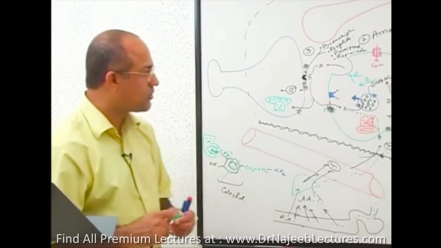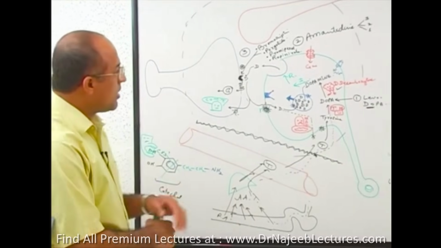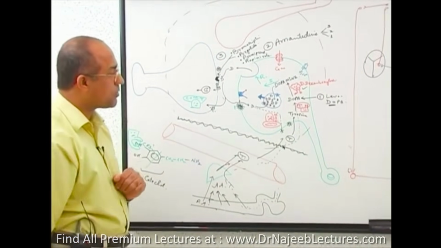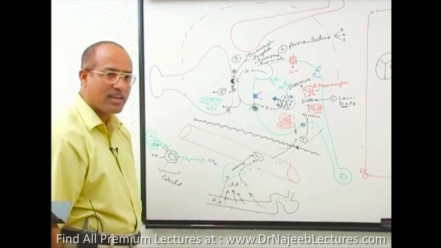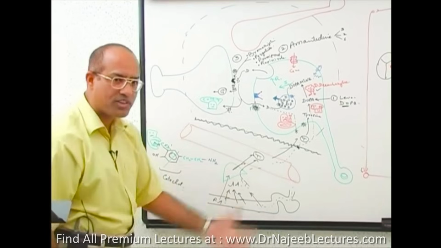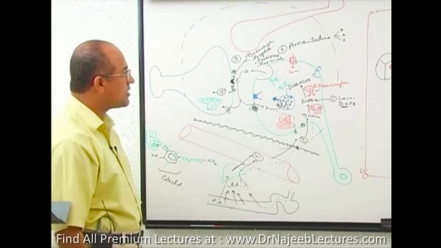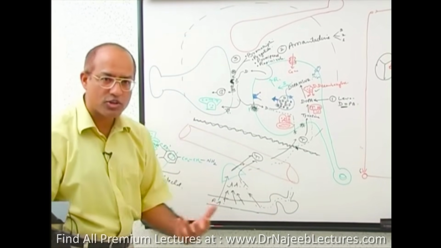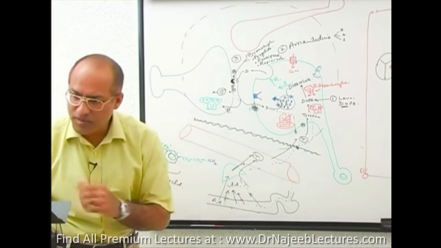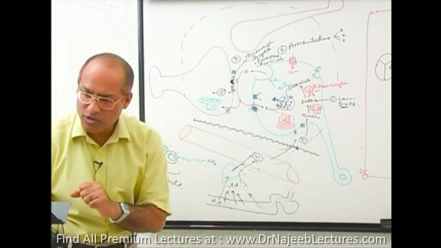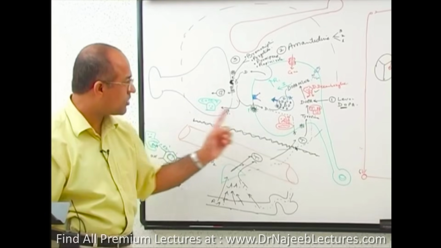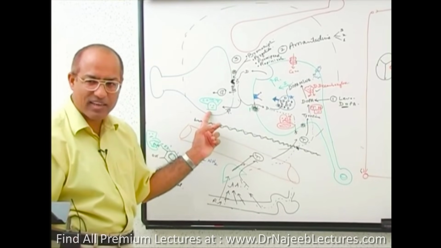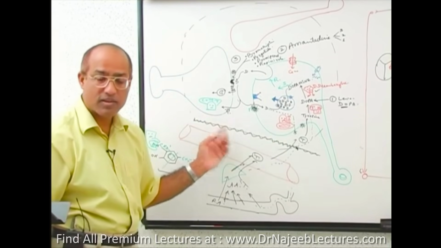Now the next strategy should be, we are losing the dopaminergic neurons, they are progressively undergoing degeneration and we want the remaining neurons to work more efficiently. One way is to reduce the destruction of dopamine. How can you reduce the destruction of dopamine? Inhibit this or inhibit this, and if you are really intelligent, inhibit both. That's so simple.